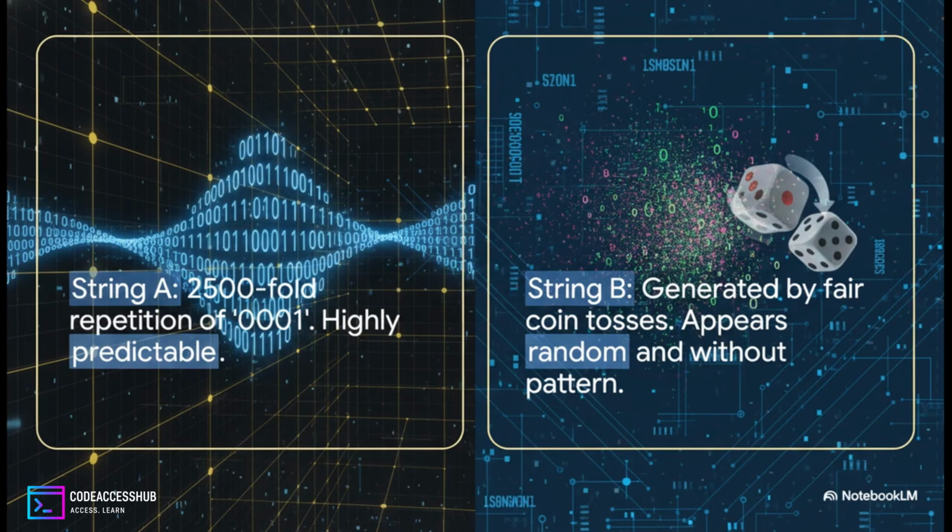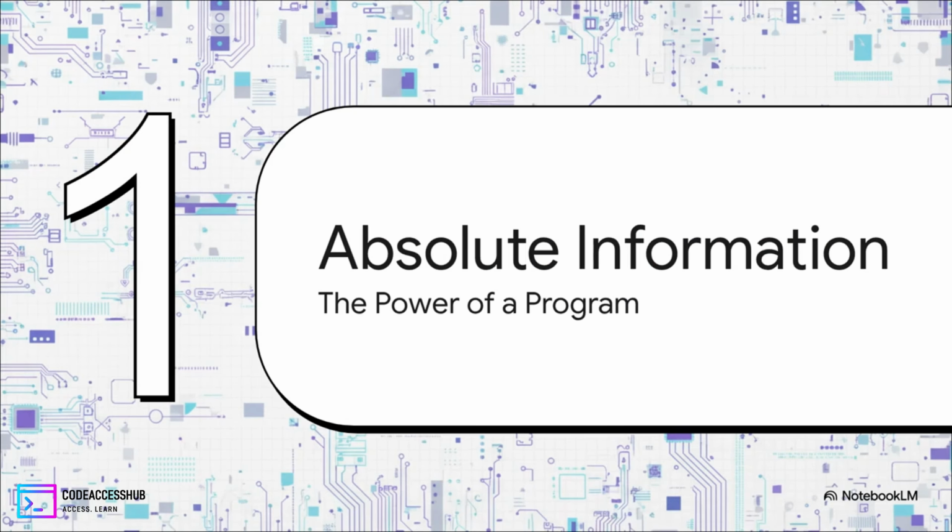So let's zoom in on 2 of these. Look at string A. It's painfully obvious, isn't it? It's just 0, 0, 0, 1 again and again and again. You could tell your friend how to write this entire thing out in what, 5 seconds? Now look at string B. What's the pattern there? It's just chaos. It's what you'd get if you flipped a coin a bunch of times and wrote down the results. There's no shortcut, no simple rule. It's just stuff. So how do we build a bridge between this super predictable string and the completely chaotic one?